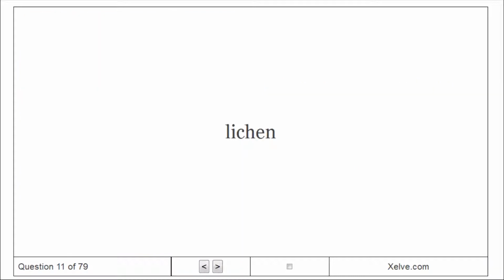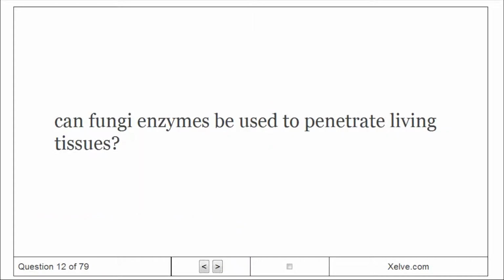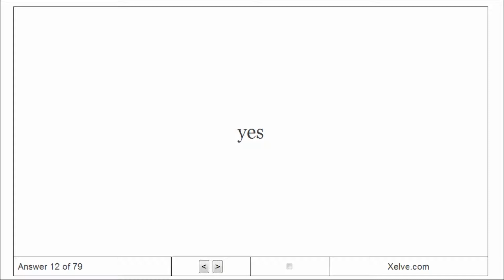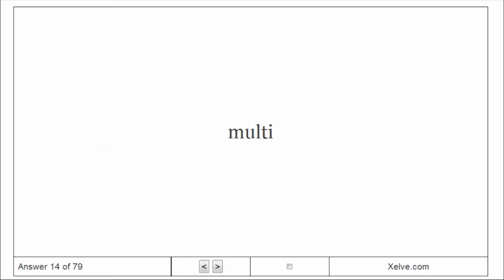Lichen. A symbiotic relationship with green algae or cyanobacteria. Can fungi enzymes be used to penetrate living tissues? Yes. Single-celled fungi: yeasts. Most species of fungi are multicellular. Multi.